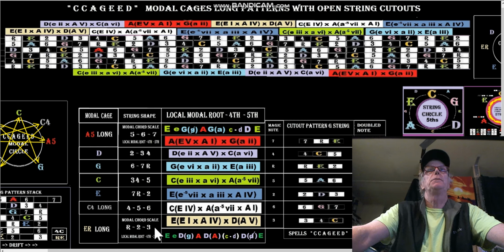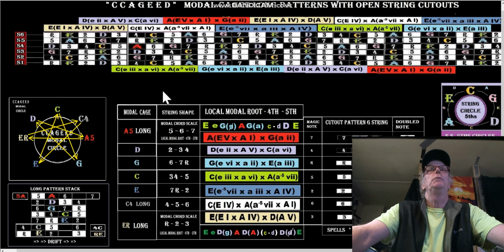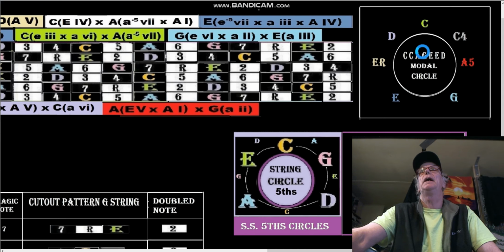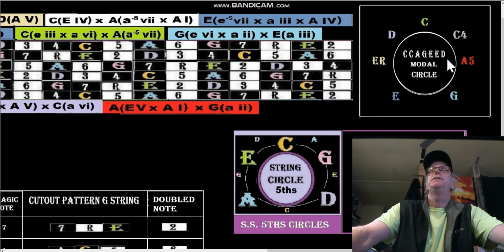Root 2, 3 on the bottom string, 4, 5, 6 on the next string up. Okay? And when we're looking at the E root long 2, 3, that would be over here on the CAGED modal circle. By the way, for those of you who get a little confused with the arrows, here's the CAGED modal circle. If we're starting on E, the good thing about circles is no matter where you start on them, they still work the same. Skip 2 and we go to the C 4 as the next string up.